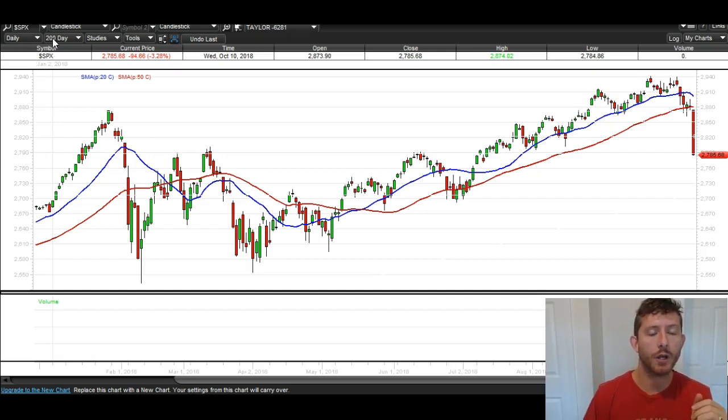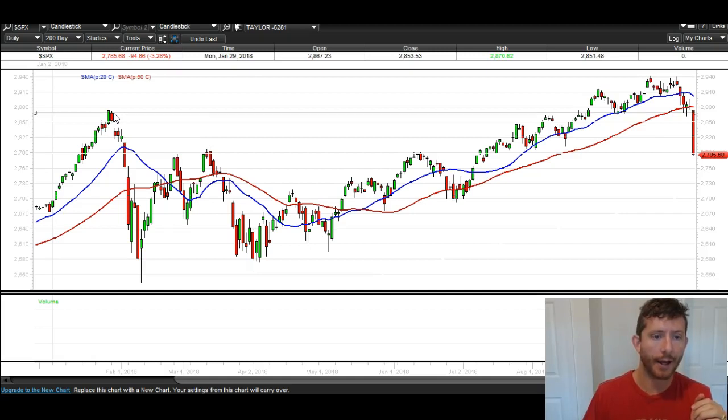First and foremost, what I want to discuss is the short-term action. Here, to me, it looks like a false breakout. We had this previous all-time high that was made back here in January. Here's that previous all-time high right there. We broke over it right here, just a couple months ago.